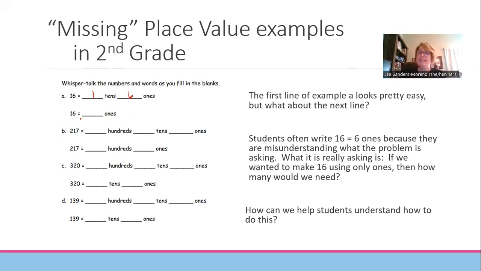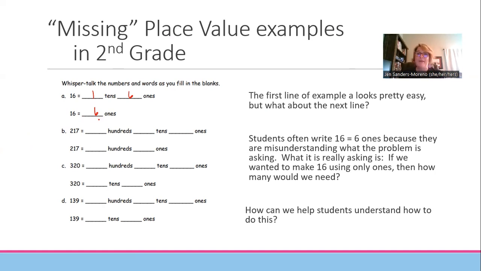Awesome. And then we get to the second one, and it's 16 equals, and a student's going to be like, I already said it, there's 6 ones. And unfortunately, that's not correct. And the reason why it's not correct is because what this is saying is that 16 is equal to 6 ones. So, you had $16 and somebody said, oh yeah, that's the same as $6.